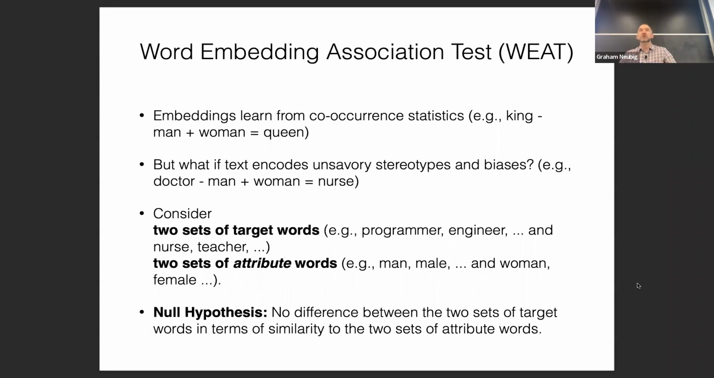The word embedding association test does this by considering two sets of target words, for example programmer, engineer, and nurse, teacher. These are words that we think shouldn't be associated with any protected attribute like gender or race. And then we also have two sets of attribute words, which are the protected attributes that we don't want influencing our decisions. Our null hypothesis is that there should be no difference between the two sets of target words in terms of similarity to the two sets of attribute words.